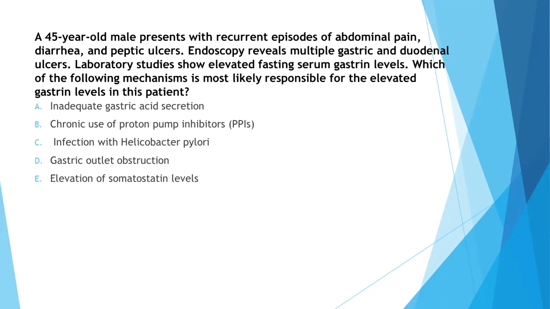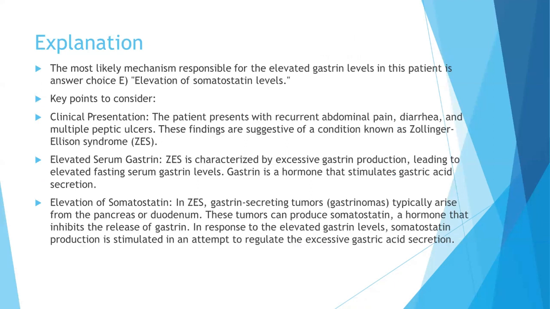So, the question is asking us about the mechanism behind the elevated gastrin level. The options: inadequate gastric acid secretion, chronic use of PPIs, infection with Helicobacter pylori, gastric outlet obstruction, elevation of somatostatin levels. The most likely explanation is elevation of somatostatin levels, because the patient presents with recurrent abdominal pain, diarrhea, and multiple peptic ulcers, which are the triad suggestive of Zollinger-Ellison syndrome.